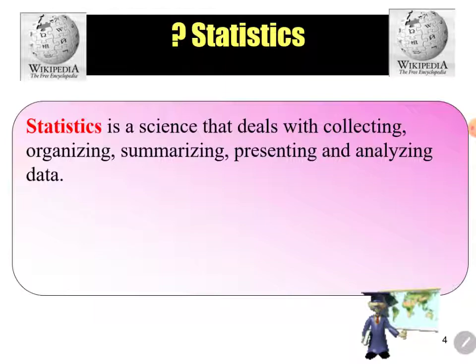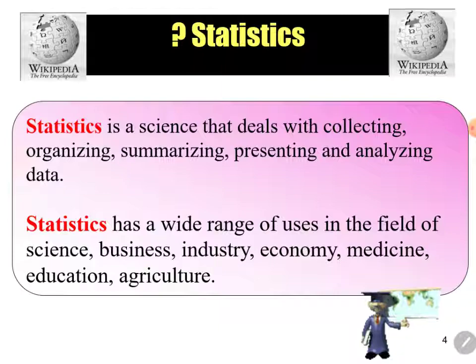Statistics is a science that deals with collecting, organizing, summarizing, presenting and analyzing data. So in any field in this world, we need mathematics to collect and organize everything, so that we can analyze the data and do the next step of the work. Statistics has a wide range of uses in the field of science, business, industry, economics, medicine, education and agriculture. Without mathematics, we don't know what the history is, and we don't know what is the optimum solution to deal with.